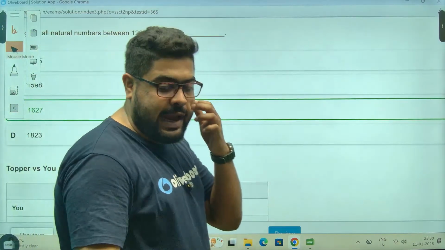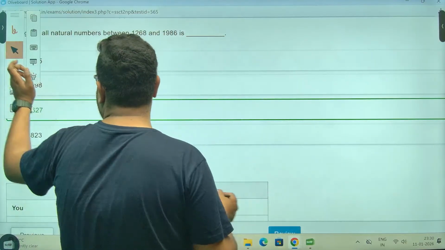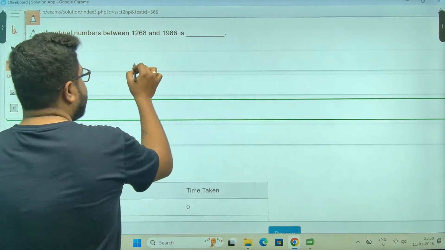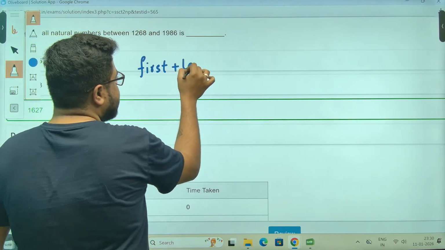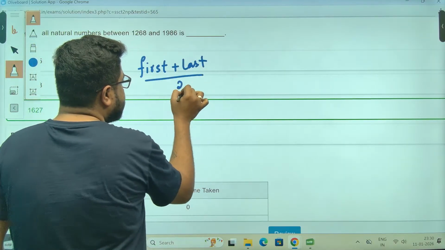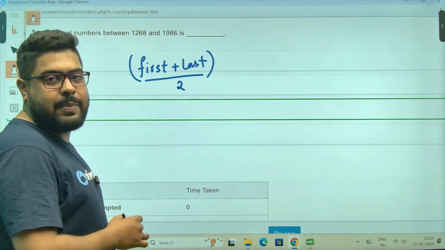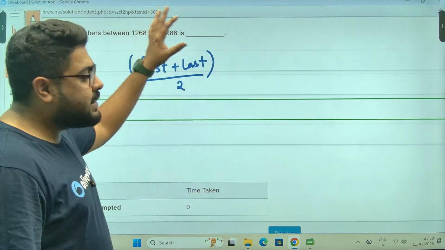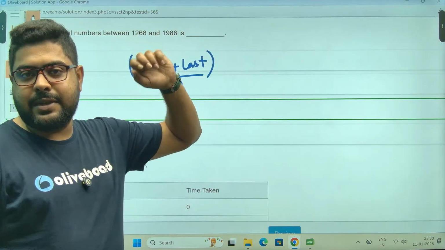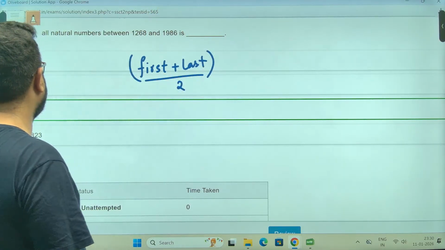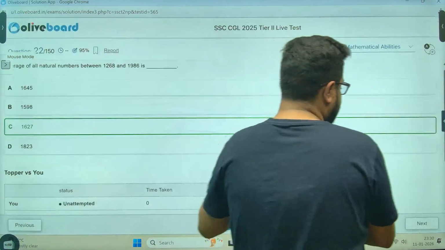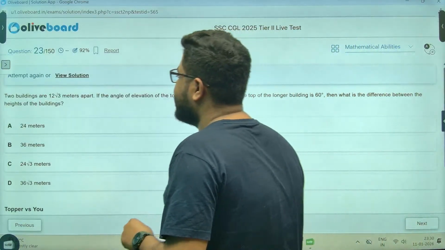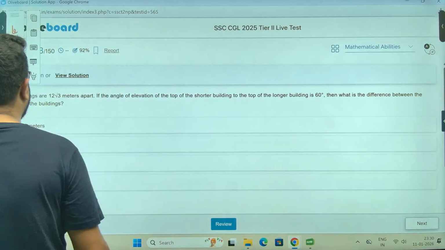Because you see, for any AP, I have told you guys this, always remember, go for first plus last divided by 2. This was the Bernoulli's approach for any AP. Now, this is how the formula actually comes: n by 2 into a plus L. I had given you the proof as well. If you know the concept, you will be able to do this very, very quickly.